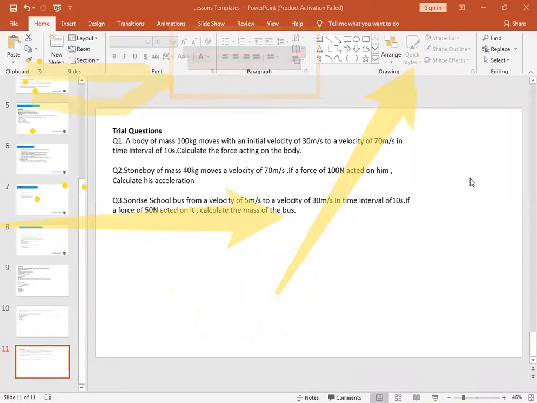Sir, I had 1.75. Yeah. Yes, Eugene. I had 28 meters per second squared. You said you had what? 28 meters per second squared. Oh, okay.